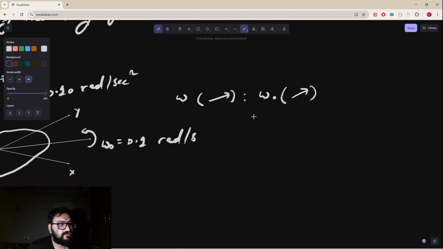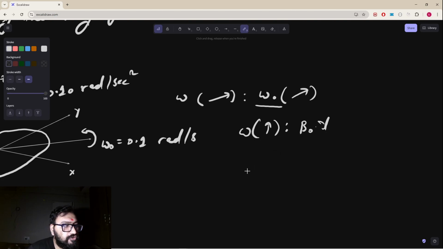So I know that the angular velocity would be equal to omega naught along the horizontal axis. The angular velocity along the vertical axis is changing because this body has an angular acceleration along the vertical axis, which is given to me as beta naught, and at time t, its angular velocity will be equal to beta naught into t.